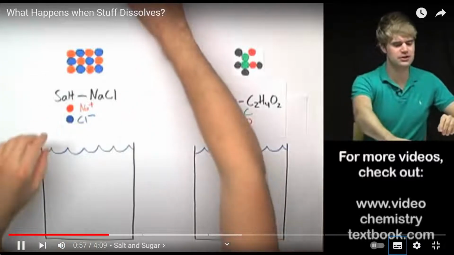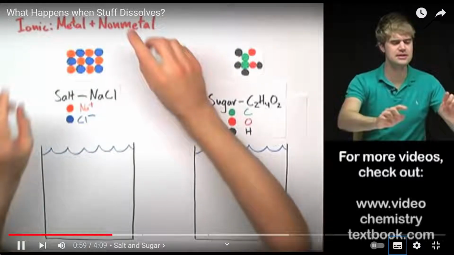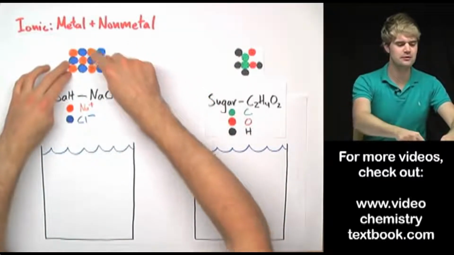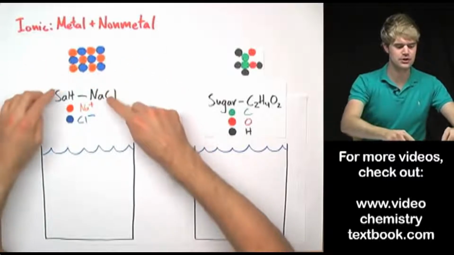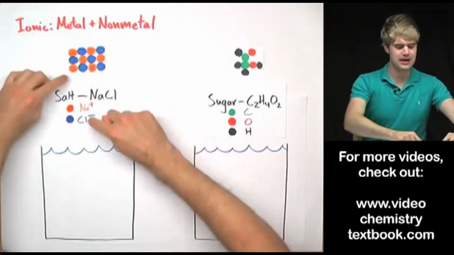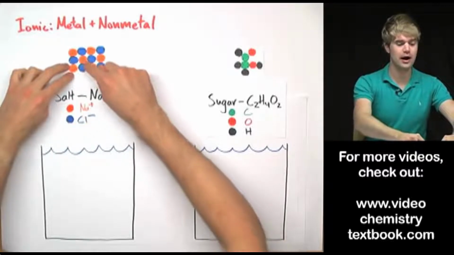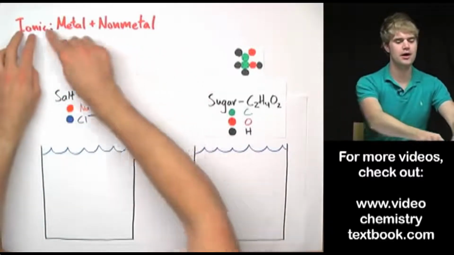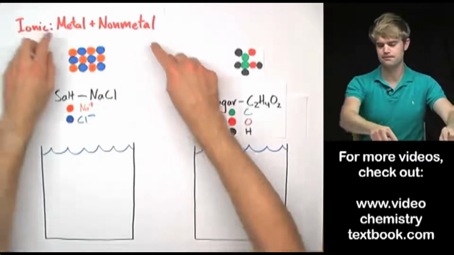So over here we have salt, and this is an ionic compound. This is what a grain of salt would look like, and it's made of sodium ions, Na+, which are metals, and Cl-, chloride ions, these blue things here, which are nonmetals. So salt is an ionic compound made of metals and nonmetals.